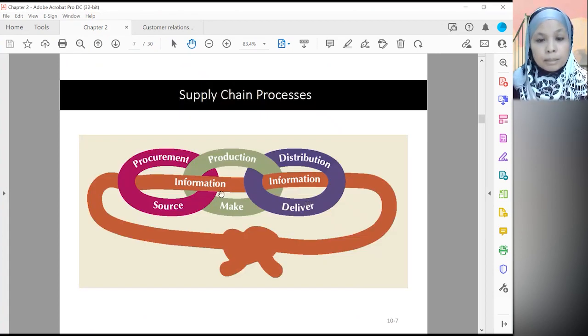Okay, so basically the supply chain process involves procurement from your source, like you buy raw materials from your suppliers, and then this is where production makes the products, and then it distributes and delivers to the distribution center, and finally to the customer. So you see that all these are intertwined: procurement, production, distribution, source, make, deliver, information. Information goes along all of the processes, which shows that in supply chain processes it's very important to make sure all the information regarding the transactions and inventory is correct.